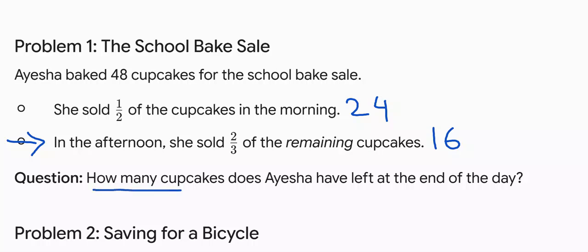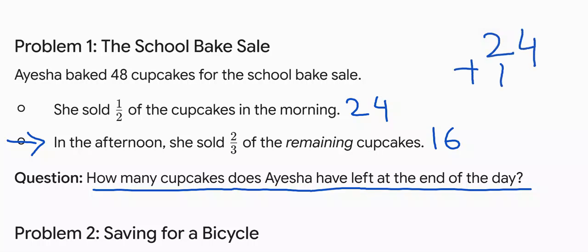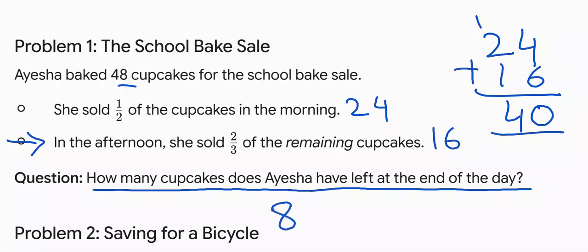The question is, how many cupcakes does Aisha have left at the end of the day? First, we will find out how many were sold. 24 plus 16 are sold. It means 40 were sold, and what is left? 8 cupcakes were left by the end of the day. So we have solved a multi-step word problem. We discussed fractions in it and multiplication with fractions, and we did it very smoothly.